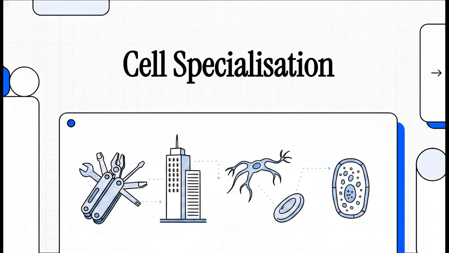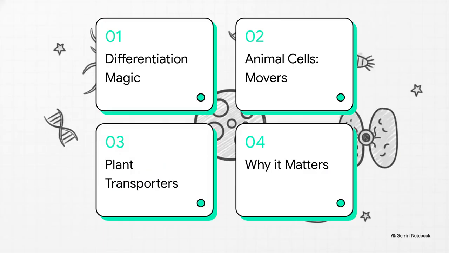Today, we're going to see how multicellular organisms use highly specialized cells, just like a perfectly adapted toolkit, to create a biological division of labor. We'll be unpacking the key concepts for GCSE biology, figuring out exactly how and why cells change to do such incredible jobs. Okay, let's look at our roadmap for today.